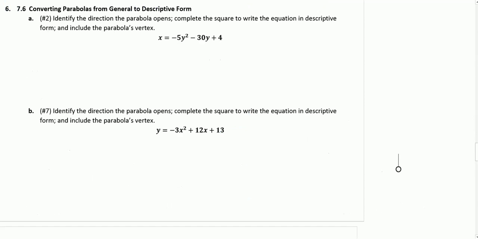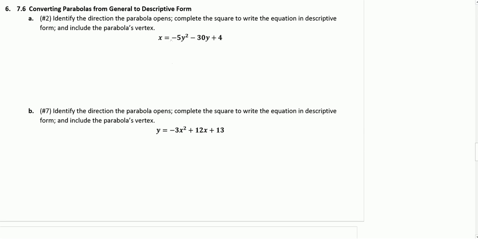Number 6 is taken from section 6, converting parabolas from general to descriptive form. And part A is from number 2 on our worksheet 6. It says to identify the direction the parabola opens, complete the square to write the equation in descriptive form, and include the parabola's vertex. So notice we got two variables, x and y. The one that's squared is the y term. So we want to solve for x. It's already solved for x, which is nice. And so now all we need to do is to get it into the correct vertex form.